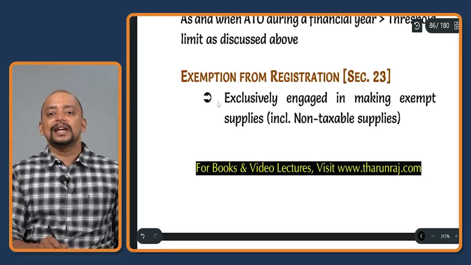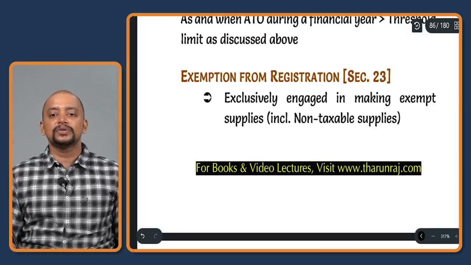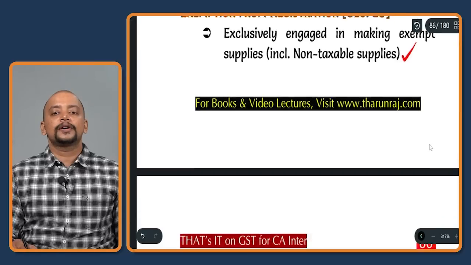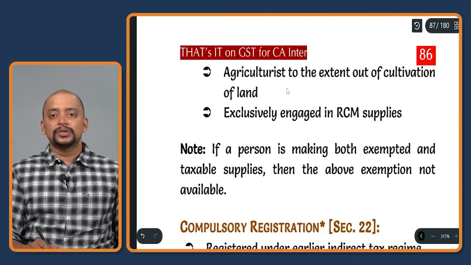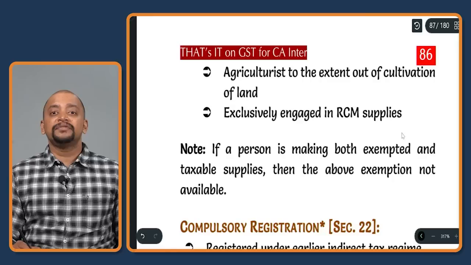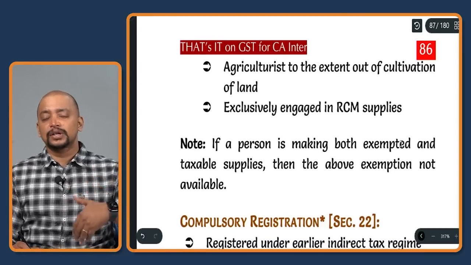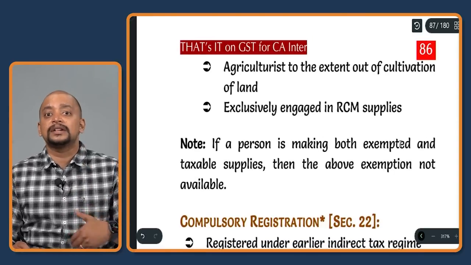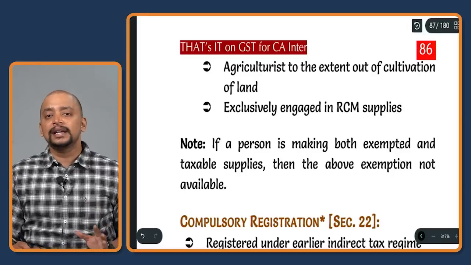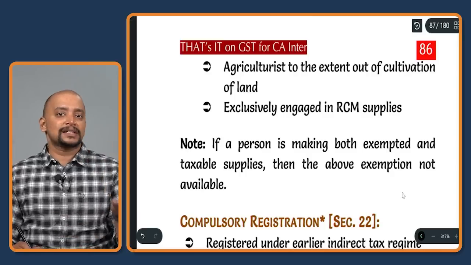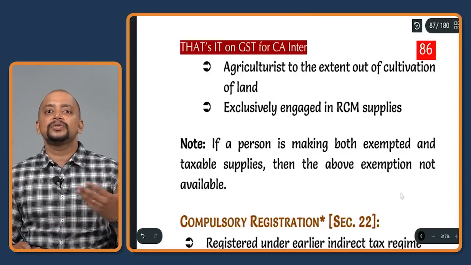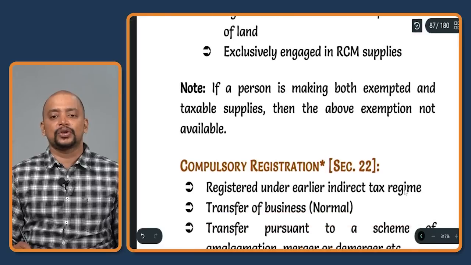Then section 23, exemption from registration. So when they are exempted from registration, if they are exclusively engaged in making exempted supplies or non-taxable supplies, or if they are an agriculturist to the extent of output from cultivation of land, or if they are exclusively engaged in RCM supply. So exclusively exempted, exclusively non-taxable, exclusively covered under RCM, and agriculturist to the extent of output from cultivation of land. Suppose if a person is making both taxable and exempted supplies, then in that case they need to register if their aggregate turnover exceeds the threshold limit.